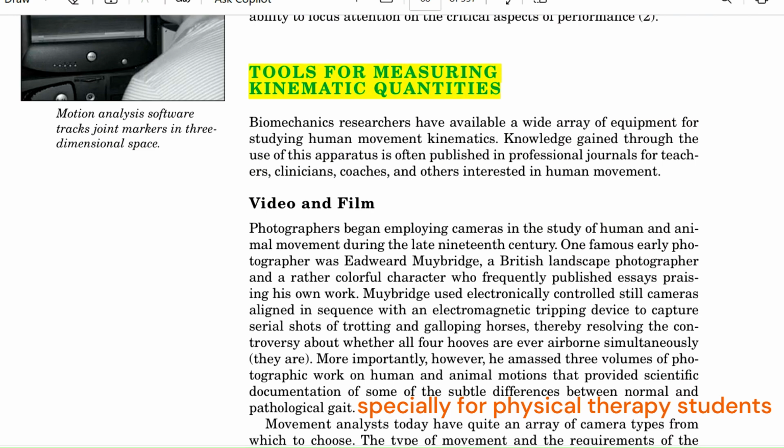That means he proved different things by taking a sequence of many photographs, or you can say many pictures. He also published extensive photographic studies comparing normal versus pathological gait. So these are the types of photography that were used, but today we don't require photographic cameras like that.